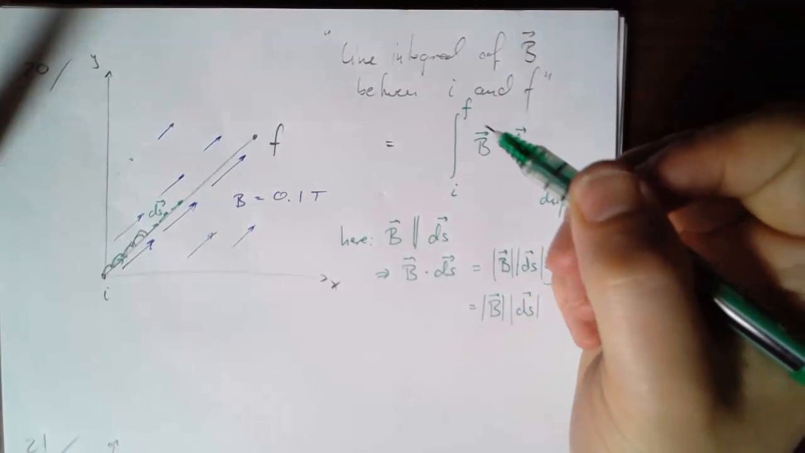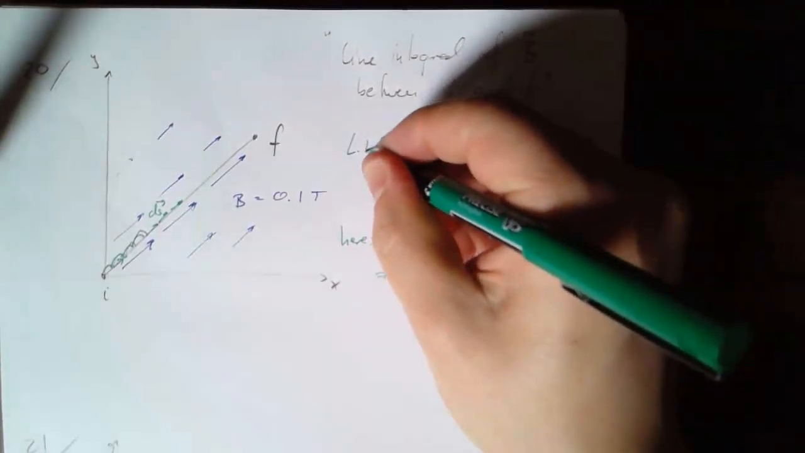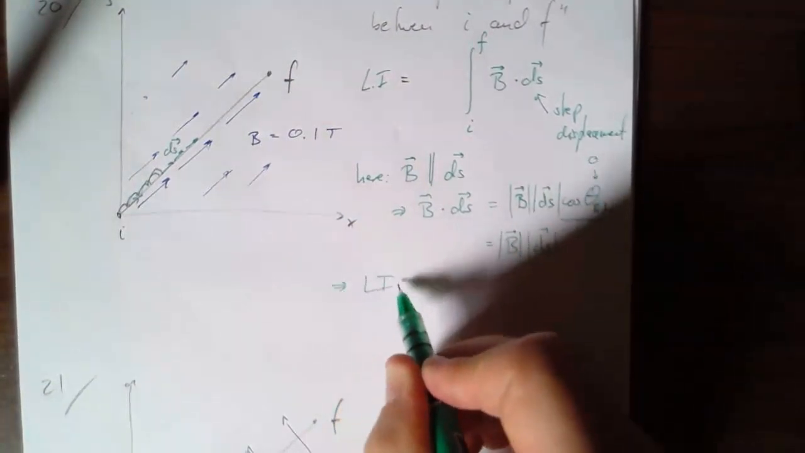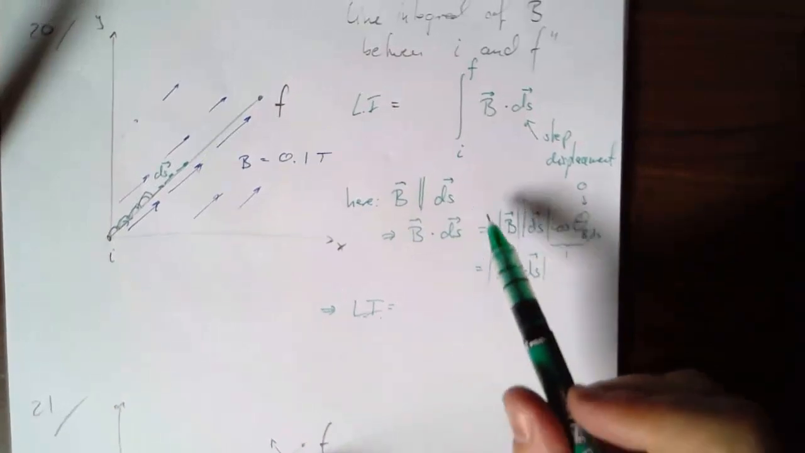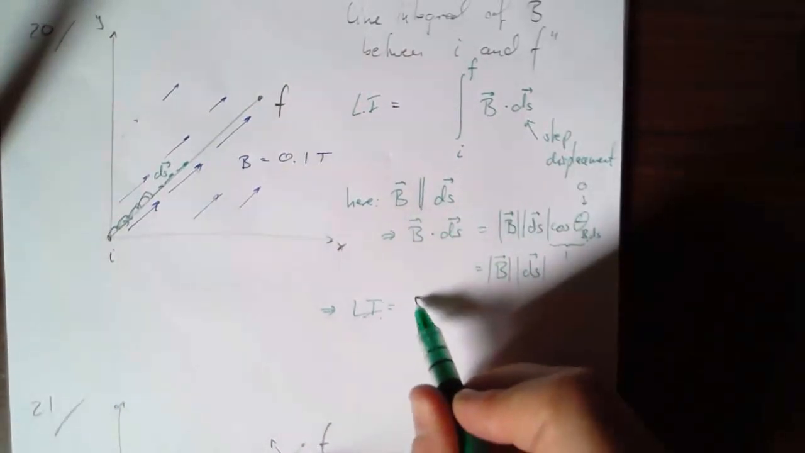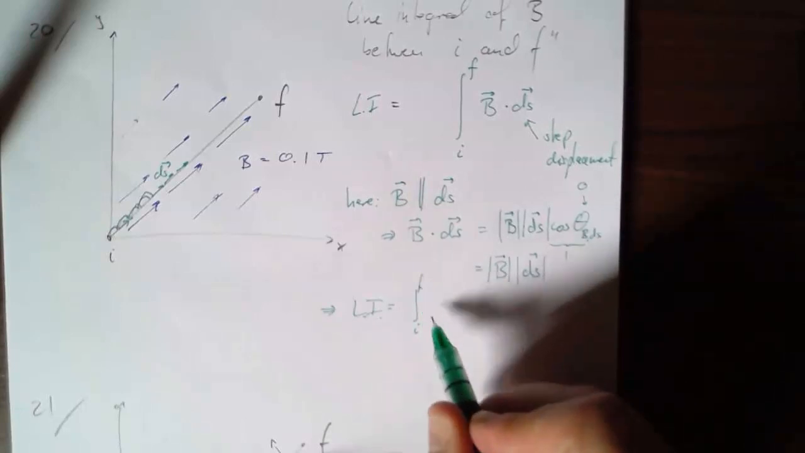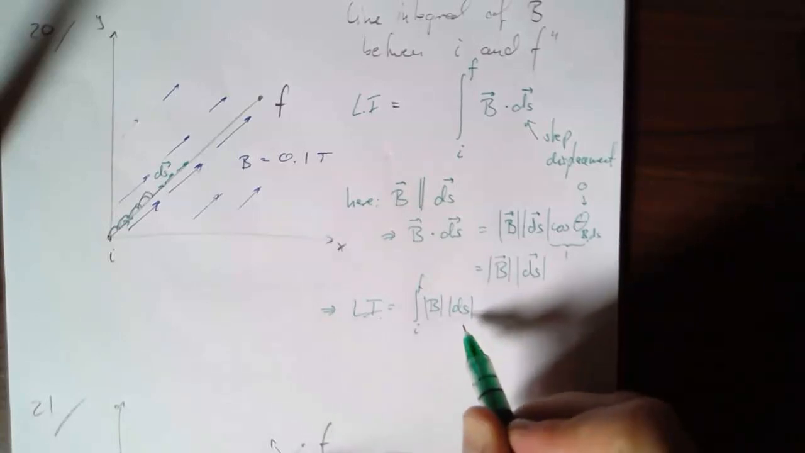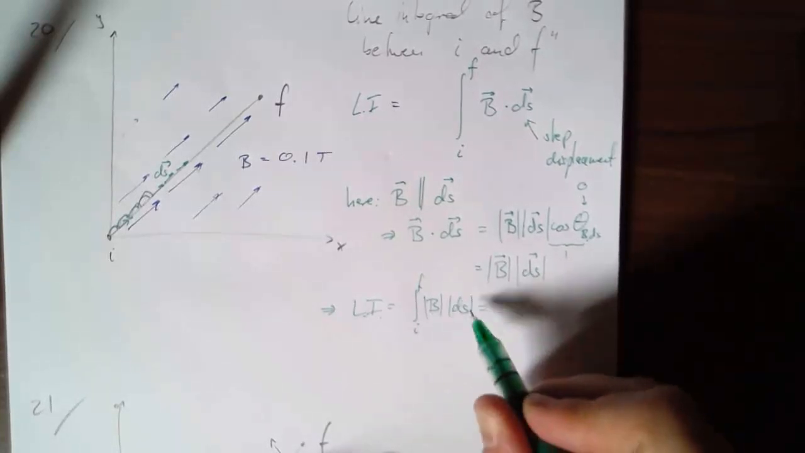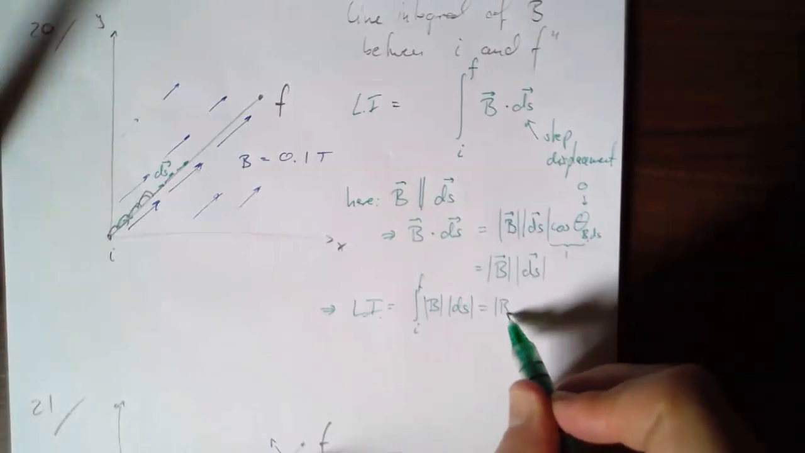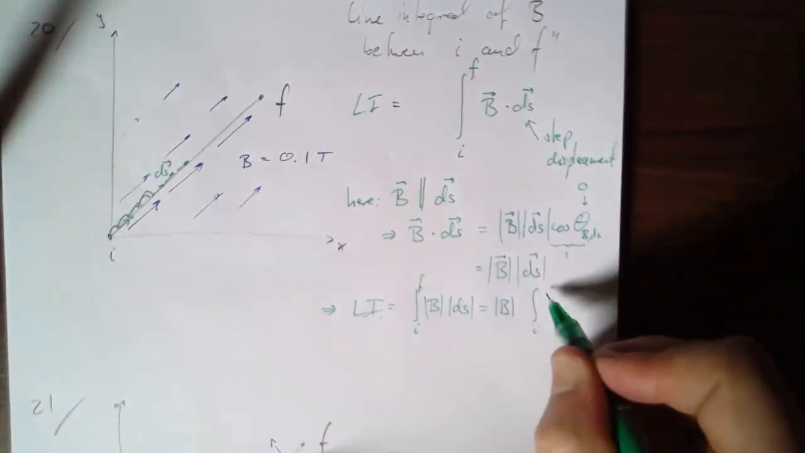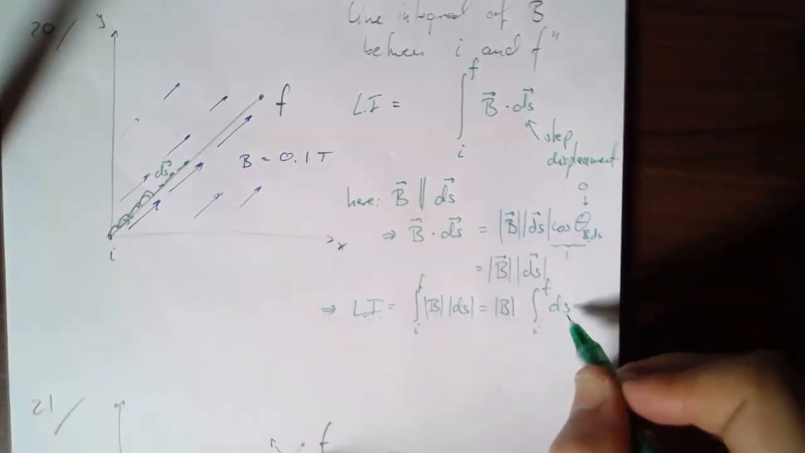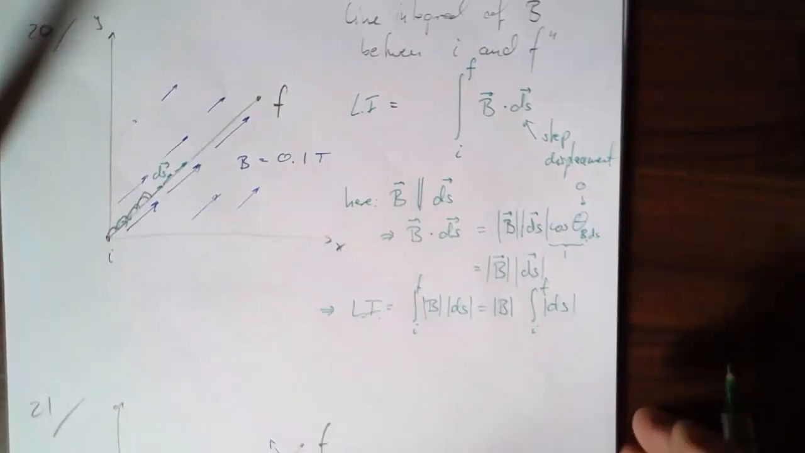I'm going to call it I for integral, but let's call it my line integral, LI. I want to get that my line integral is equal to I dot F times B, the magnitude of it, the step size. But because B is constant, it doesn't ever change, I can take it out front. Then I've got the path from the initial to final, just ds, the step size.